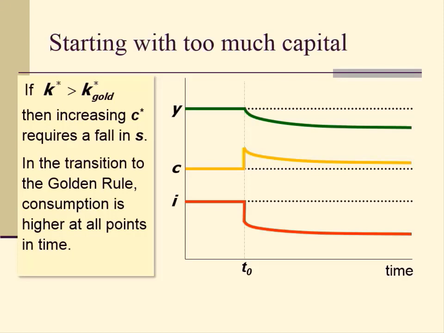So as you see, in the transition to the golden rule, consumption is higher at all points in time. That is, even though consumption falls, it does not fall back to its initial value, and you reach the new steady state where consumption per worker is maximized, and the corresponding investment per worker and output per worker are all lower than before. Yet the consumption per worker is still higher than before, and it's maximized at that point eventually.